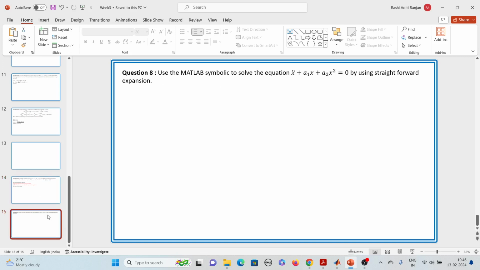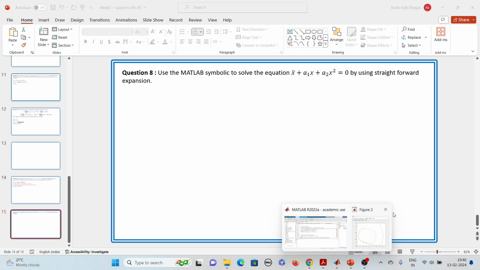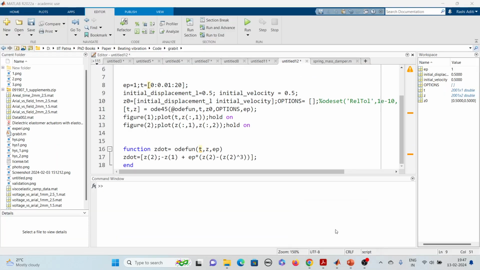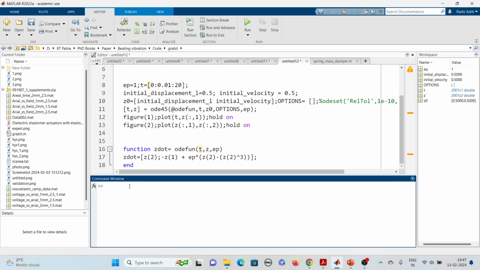Okay. Now coming on to the last question. Use the MATLAB symbolic to solve the equation by using straightforward expansion. So coming on to the MATLAB symbolic. So what is MATLAB symbolic? Simple. Instead of specifying the value of a variable in terms of a constant value or an array or a matrix, I want x to be x, like I do. Okay, so in that case, I use symbolic.